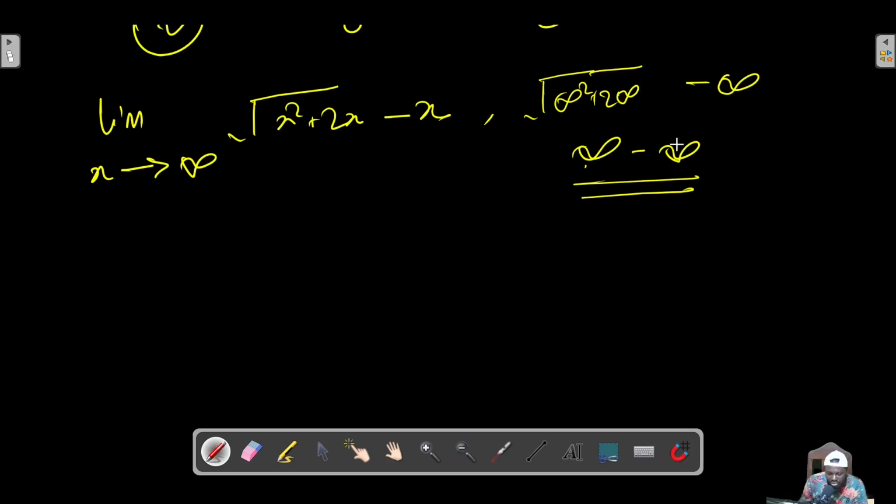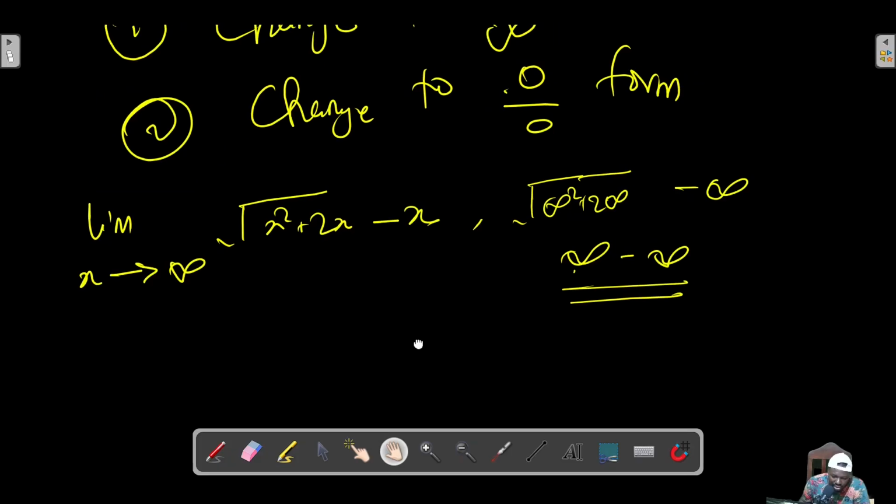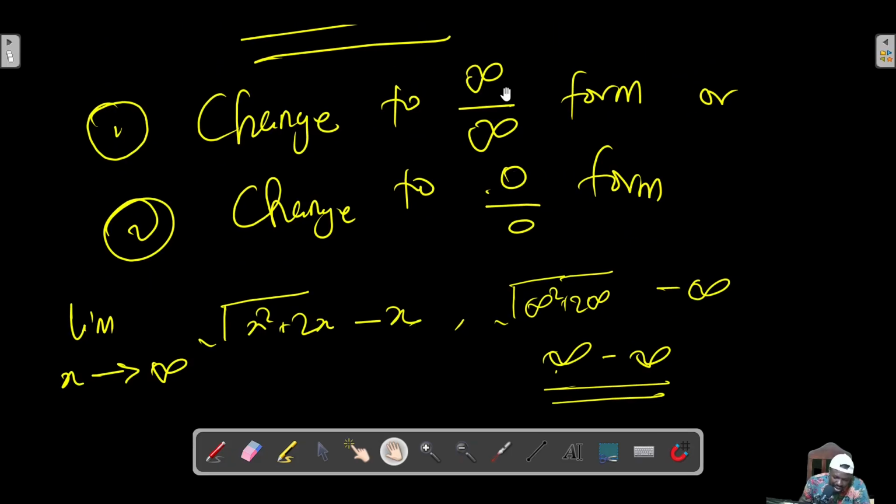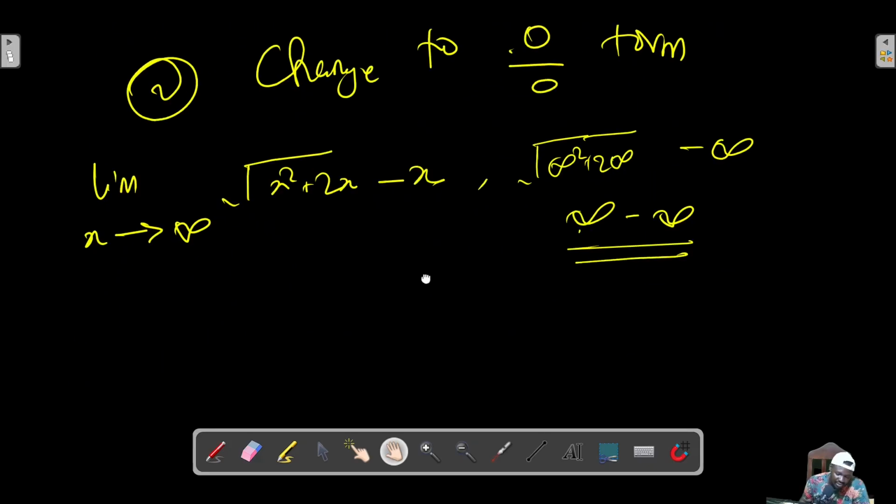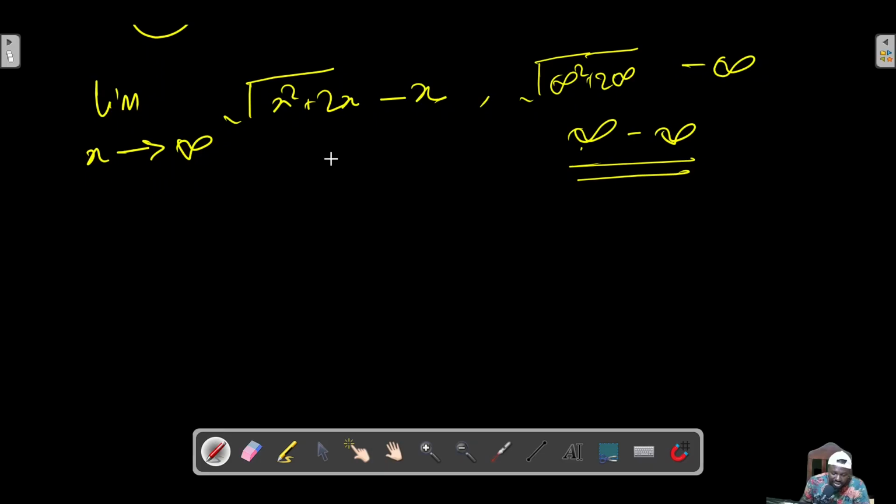Then we can't really determine the actual value of our limit, because we have two infinities and we don't know which is greater than the other, right? So it is indeterminate. This is an indeterminate form. Then what do we do if we have such a form? As I said, you change it to infinity over infinity form or 0 over 0 form. And how can you do that? For this particular one, you can rationalize.